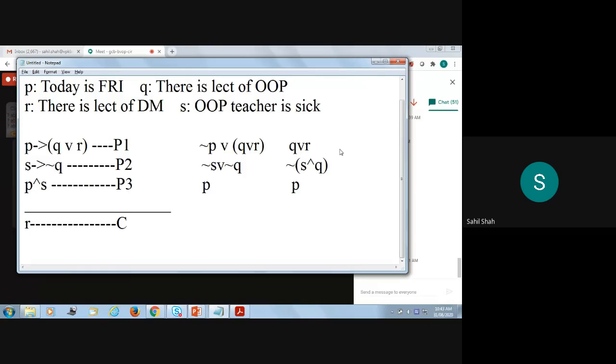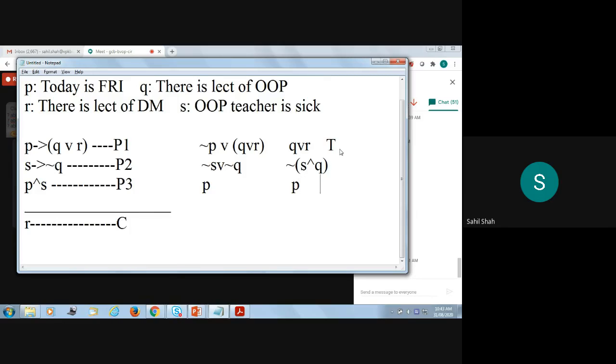Am I clear? This will be true if this one is true or this one is true or both of them are true. Our second premise is saying what? S is false as well as Q is false because negation is present. So in the first premise, if I want Q or R as true, out of which Q is given as false, then what is my conclusion? R has to be true.